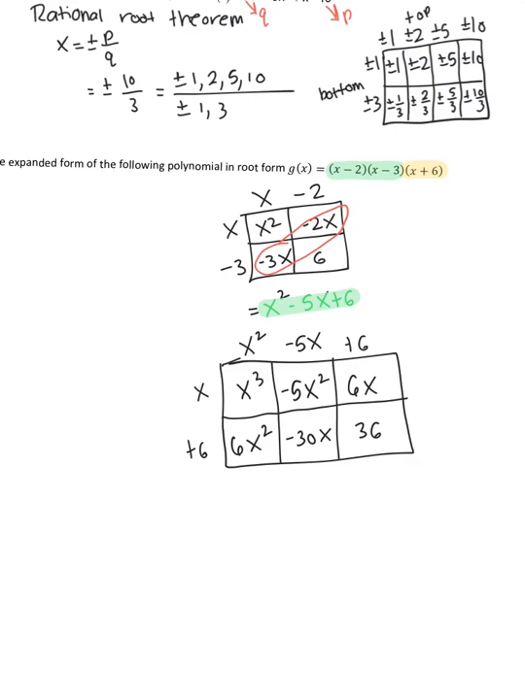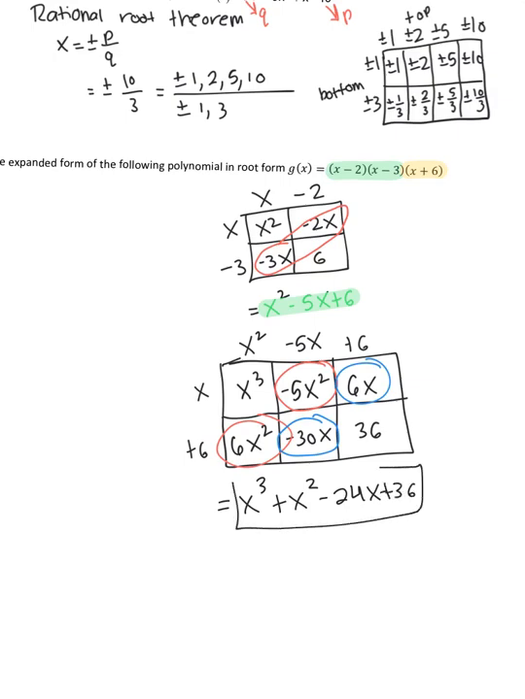You're going to combine whatever you can. So I can combine a negative 5x squared and a 6x squared. And I can also combine a negative 30x and a 6x. That is going to give me x cubed. Negative 5x squared plus 6x squared is a positive x squared. Negative 30x plus 6x is negative 24x. And then the plus 36. So this would be my expanded form of that polynomial.